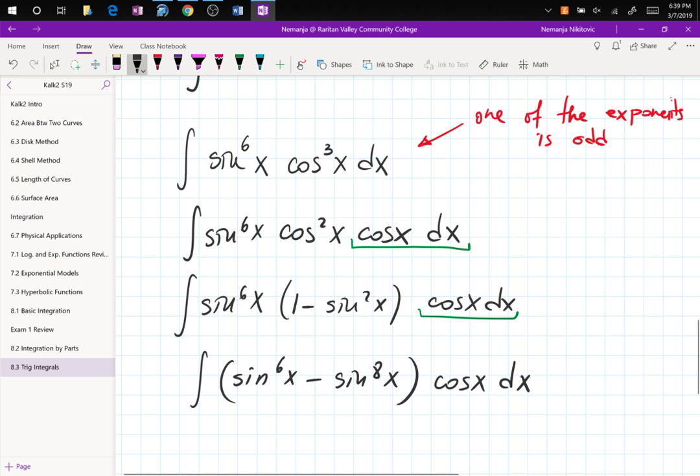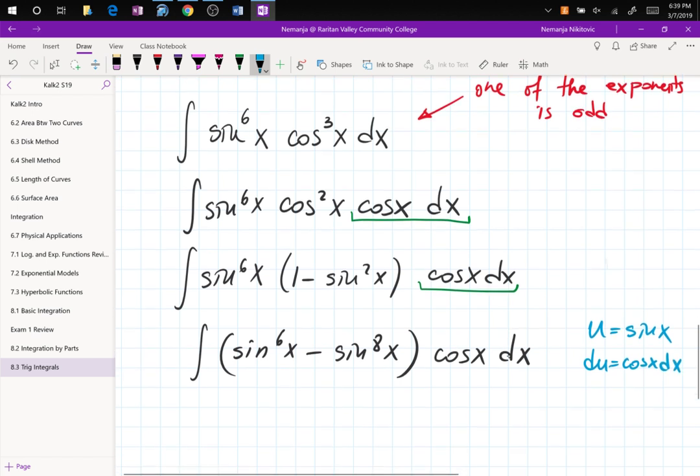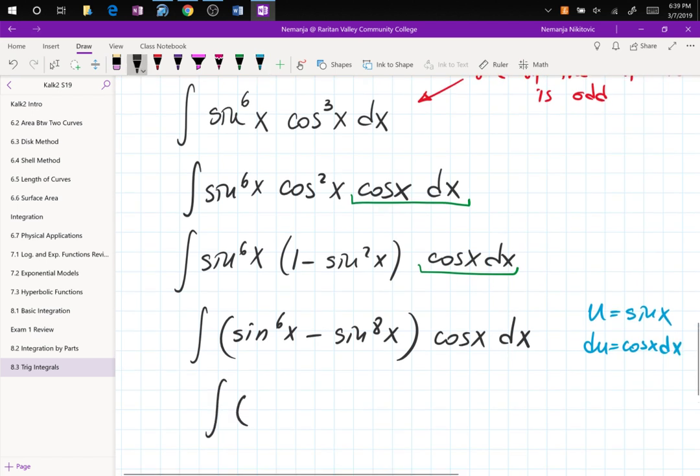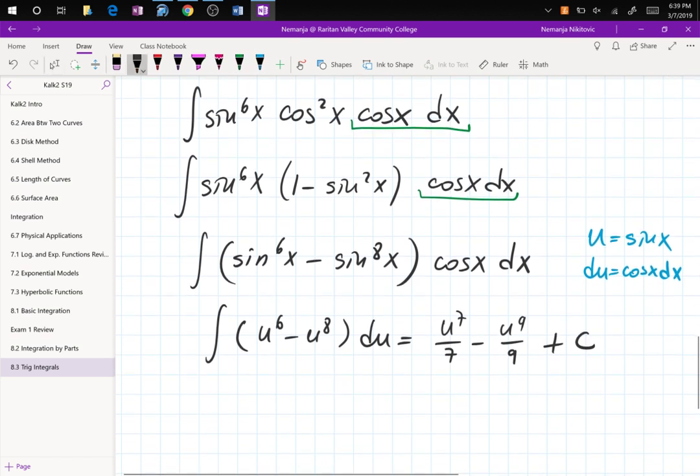So now, this becomes sine to the 6x, and this becomes 1 minus sine squared x, and we still have our cosine x dx in the bank for du later. Let's do some algebra. This is sine 6x minus sine 8x times cosine x dx. And finally, we can use u sub. u is equal to sine x, du equals cosine x dx. So the entire problem transforms into u to the 6 minus u to the 8 du. That's u to the 7 over 7 minus u to the 9 over 9 plus c, which is 1 over 7 sine 7x minus 1 over 9 sine 9x plus c.